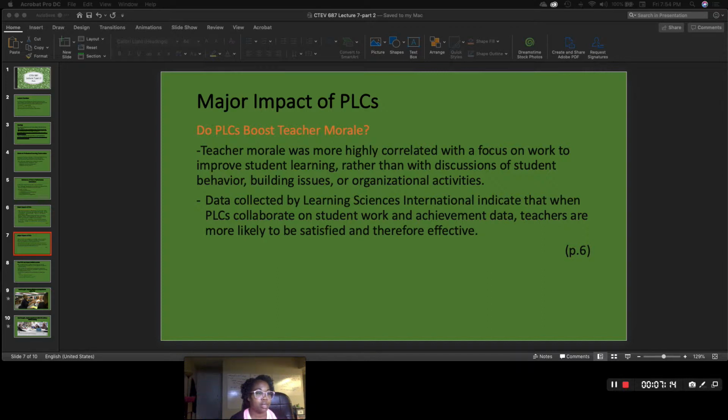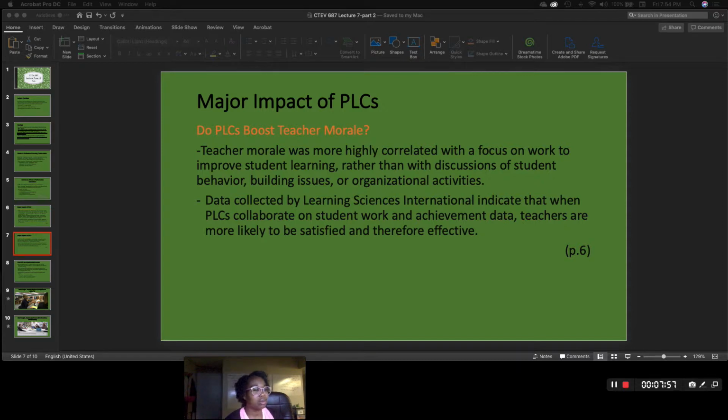So the question was posed, and they did a data collection that was a correlational analysis, meaning that they only looked at relationships between factors that were being compared. So it says here, teacher morale was more highly correlated with a focus on work to improve student learning rather than with discussions of student behavior, building issues, or organizational activities. So none of the lunchroom cafeteria talk, which I try to avoid because sometimes hearing about all the problems that teachers have is a little bit stressful, but I do understand the value in having some place to vent. I just don't think venting is the only thing that can be done.